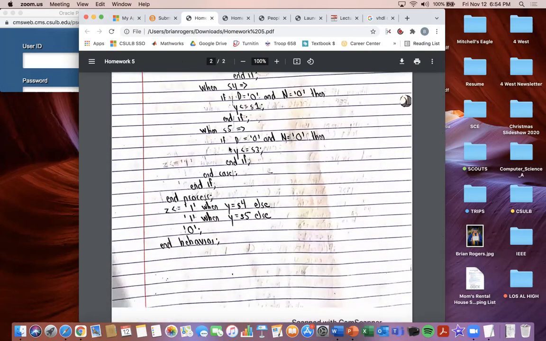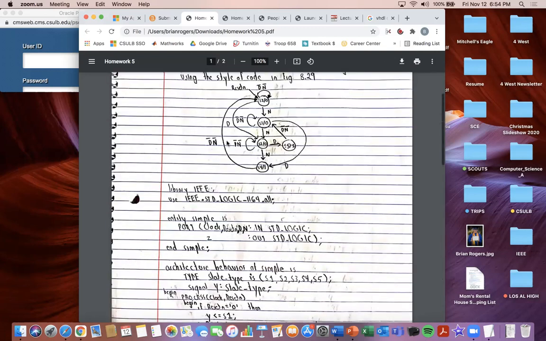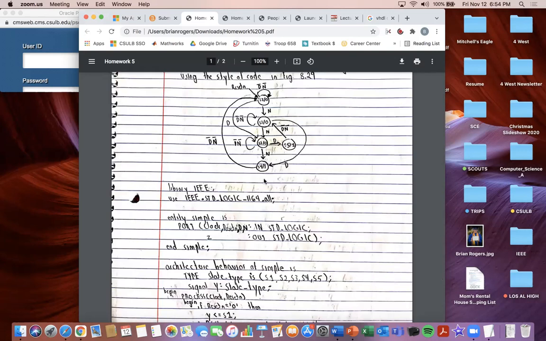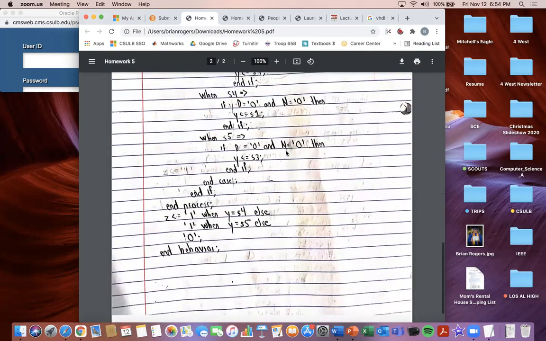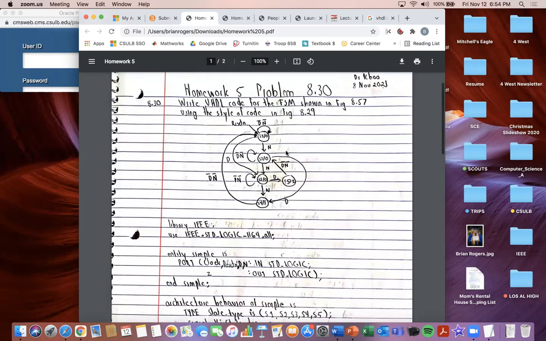And then I ended all of it. I ended the if statement, I ended the case, then ended the if, then ended the process. Then I assigned the outputs here. So I did the state transitions all up there, and here's where the output is. Z was 1 when Y was in state 4 or in state 5. You saw here in state 4, and here in state 5, Z is equal to 1 there, else it was equal to 0.